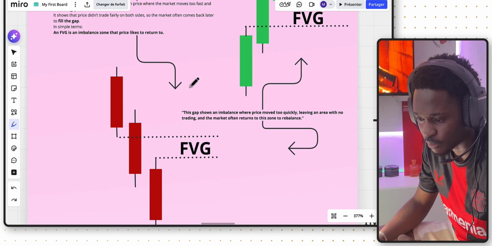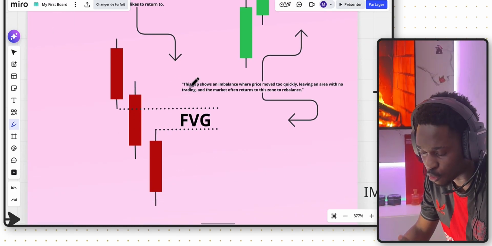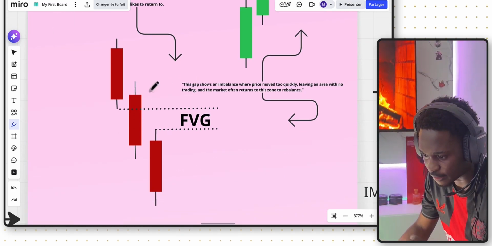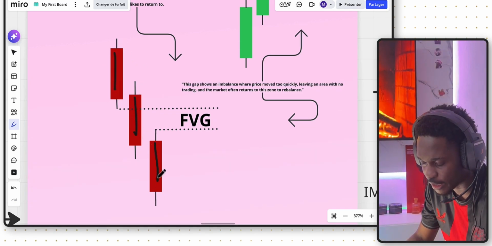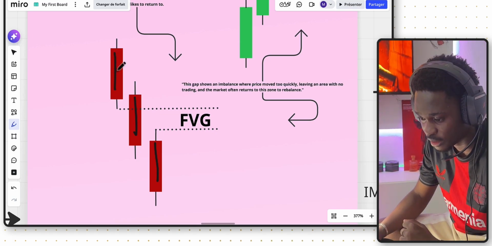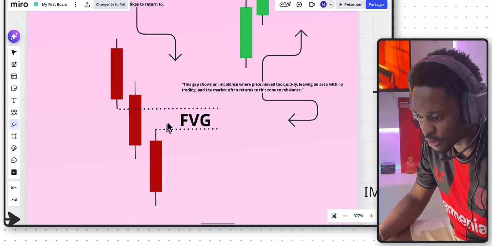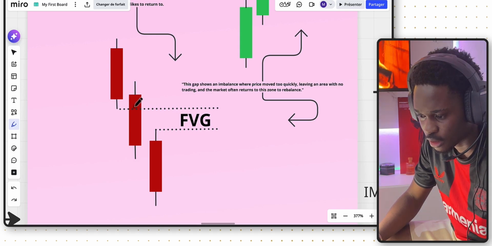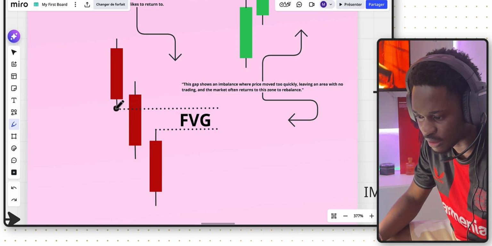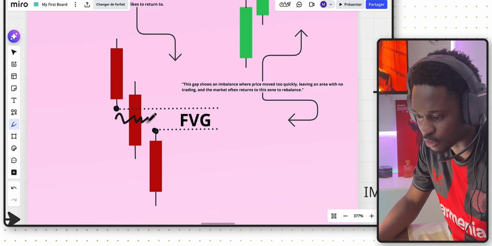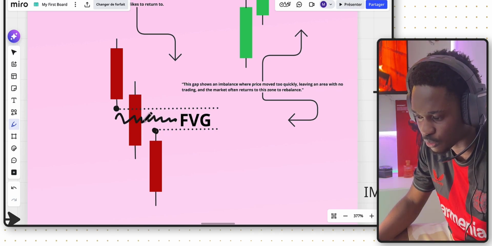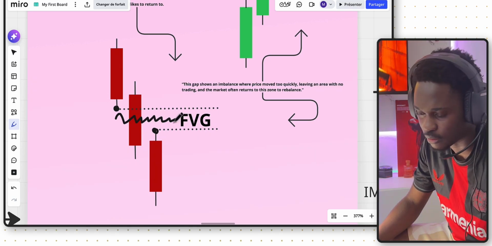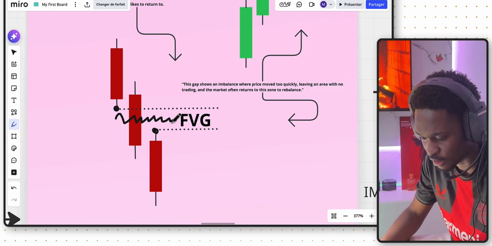How do I spot my fair value gap? I simply use 3 candles. Like in this example here, what did we see? We have 1, 2, 3 candles, 3 bearish candles, right? So how do I spot my fair value gap? I simply use the low of the first candle and the high of the third candle, and this space that you are seeing, that's where the fair value gap is created. That's what we call a fair value gap. Imbalance, you can call it imbalance if you want. I call it fair value gap.